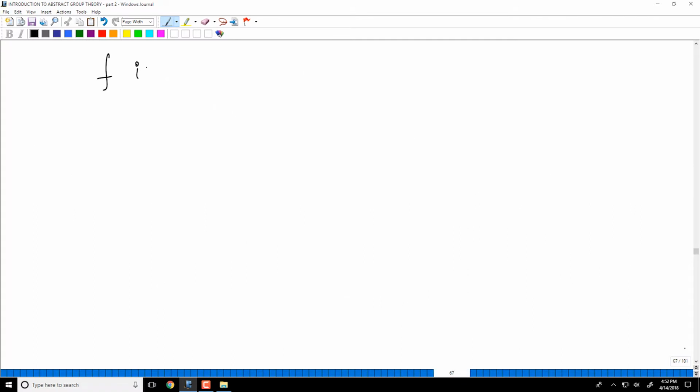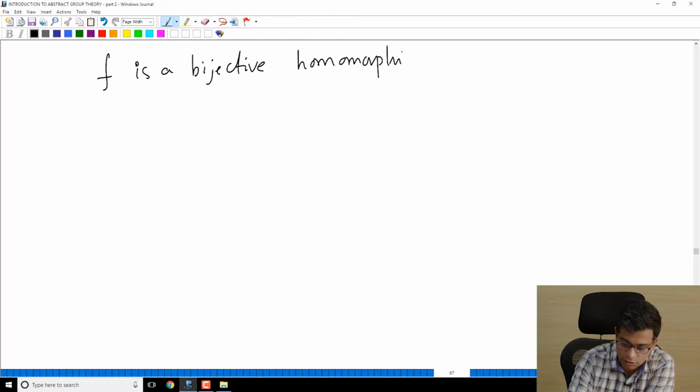So f is bijective. Bijectivity comes from before, that we have checked earlier, and we checked today that it is a homomorphism. It is a bijective homomorphism. So f is an isomorphism.